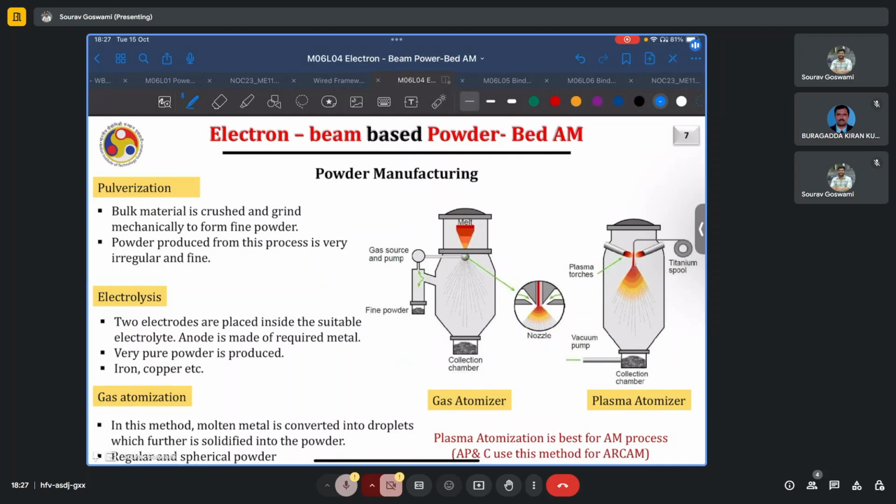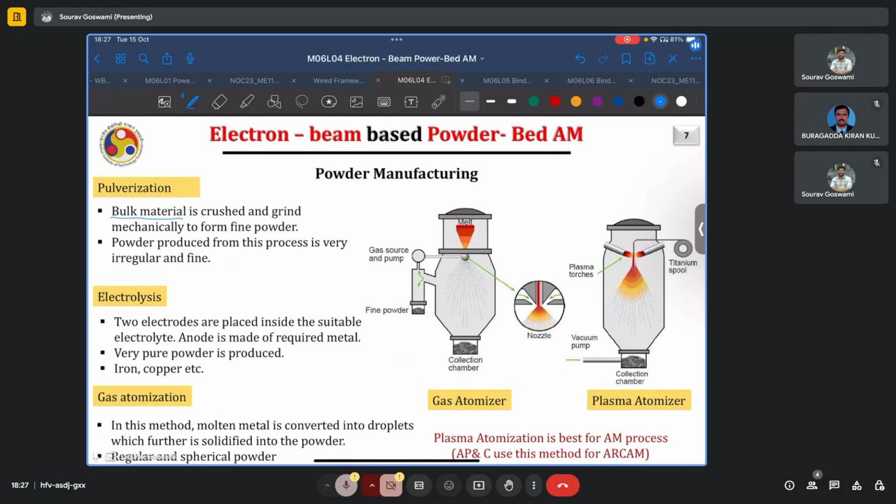Perhaps the most common or typically encountered way can be pulverization, where we simply crush and grind bulk material to form fine powder. And this crushing and grinding operation is performed mechanically.